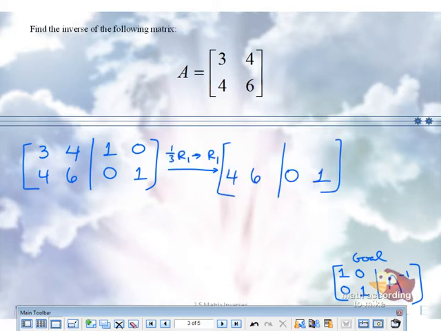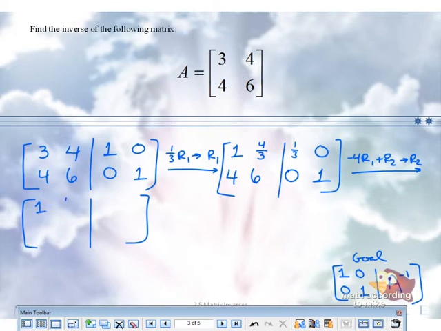What is 1/3 times the first row? 1, 4/3, 1/3, 0. What needs to go next? 4. Using our newly created 1, what should we multiply this 1 by? So when we add it to 4, we get 0. -4. So what row is not changing? Yep. So I'm going to copy that in real quick.